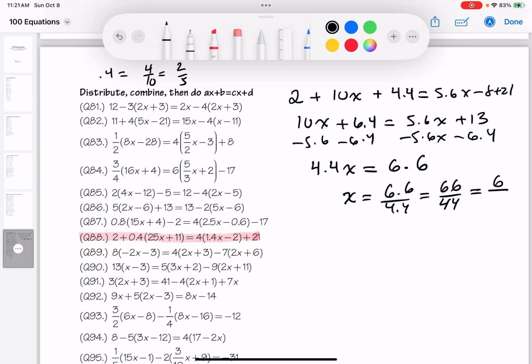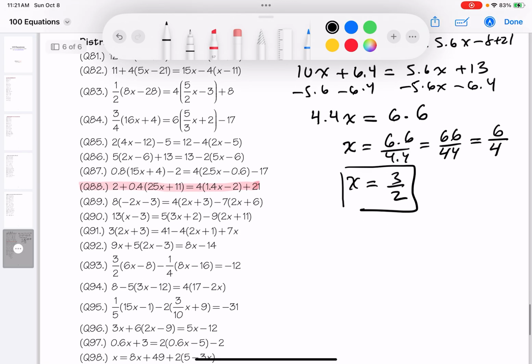That's going to be 6 over 4. I'm going to divide again by 2. And what do you get? 3 over 2. I'm going to commit to the answer. Who knows? Maybe it's not right. Let's write this down. 2 plus, I'm going to write 4/10 as 2/5.